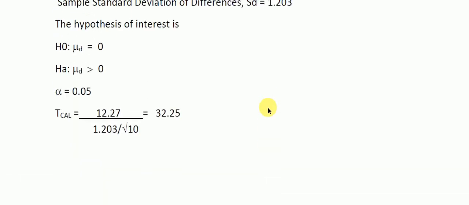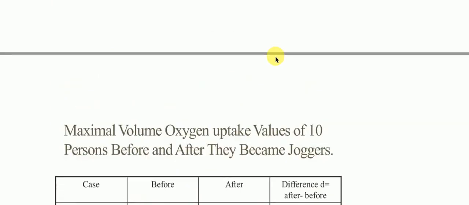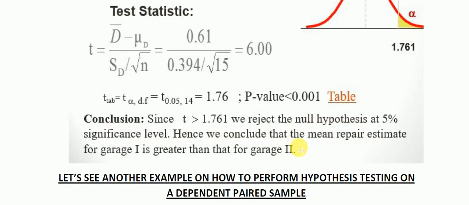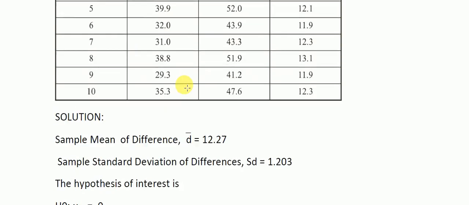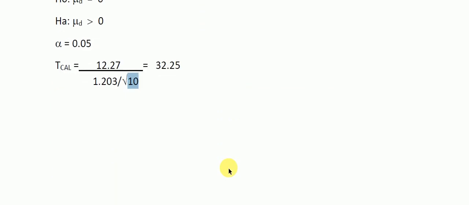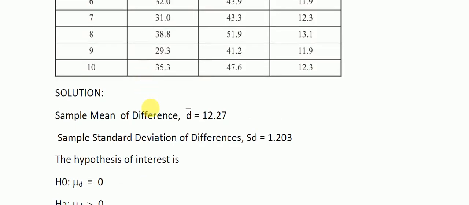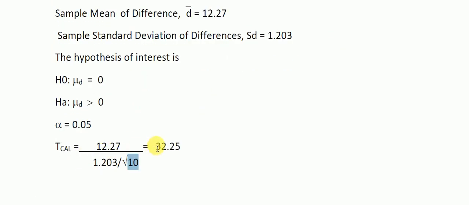So SD, which is 1.203. If it's not given in the question, then we'll have to use this formula to calculate it, but normally it is given in the question. So SD, which is 1.203, divided by under root 10. Basically we don't take the number of samples individually, like 10 over here and 10 over here, and place the value of 20. Rather we place the value of 10 over here because we are actually dealing with pairs of samples in a dependent sample t-test. So if we calculate it, the value is 32.25. So this is the value of t calculated.